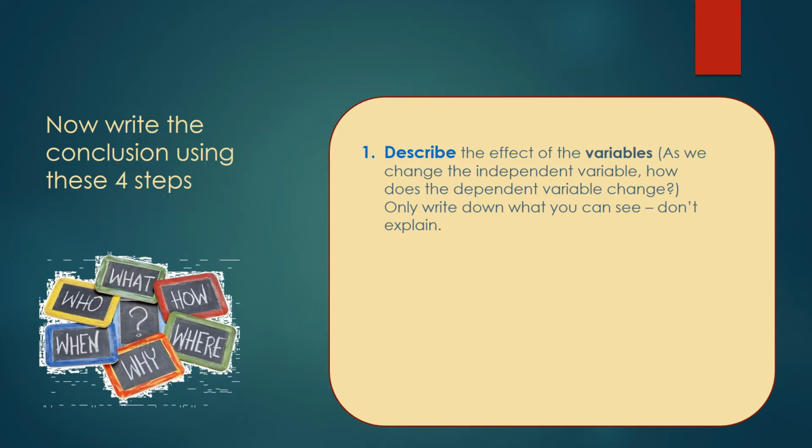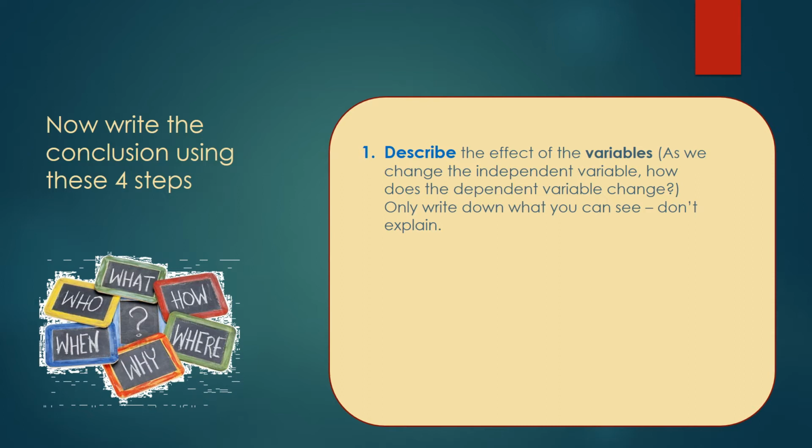Describe. So we're describing the effect of the variables. So as we change the independent variable, how does the dependent variable change? We're only writing down what we can see. We're not explaining. So as we change the lubricant, the time it took for the object to slide down the ramp was what? Okay, that's what that should be.